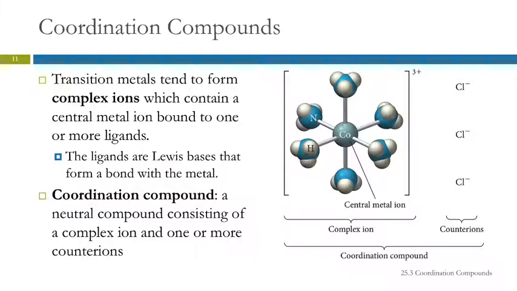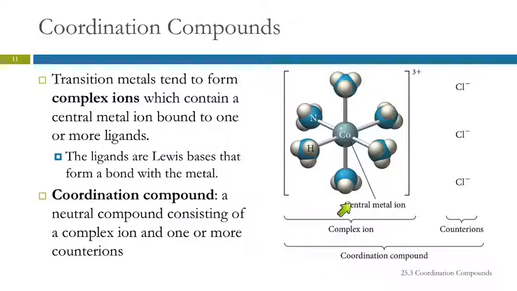Okay, coordination compounds. Transition metals tend to form complex ions. In a complex ion, and we did have an introduction to this in an earlier chapter, you have a central metal ion that has one or more ligands attached to it. It's not an ionic compound because it is an ion. It still has a charge.